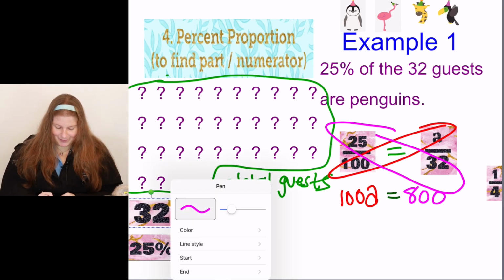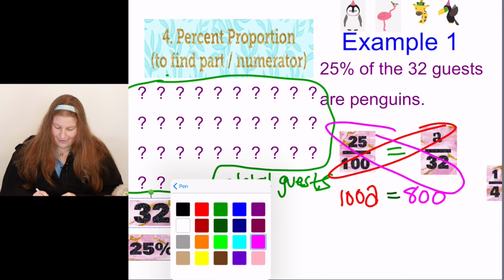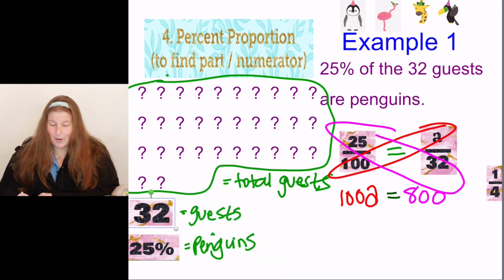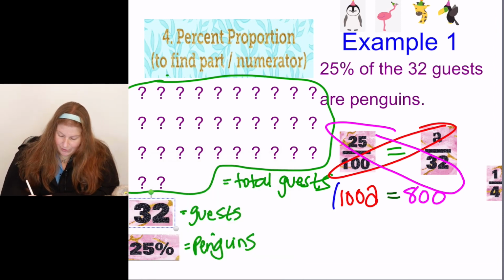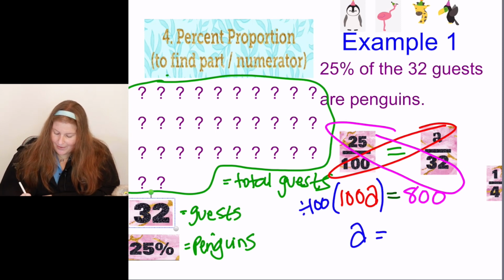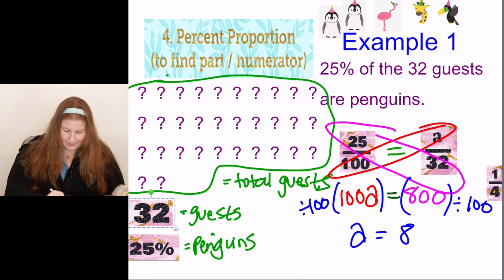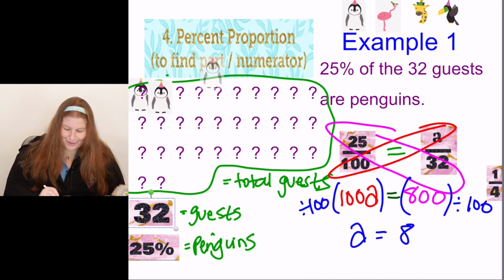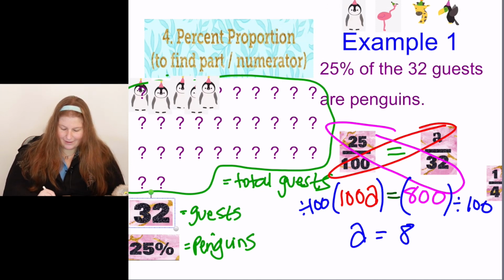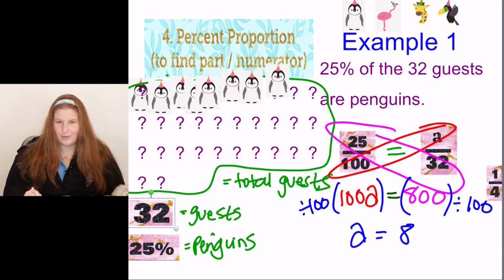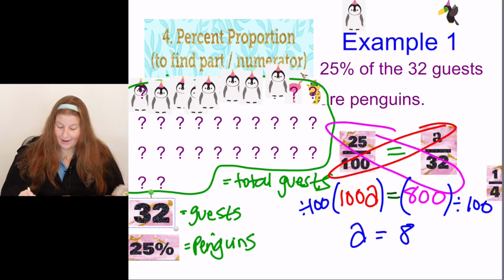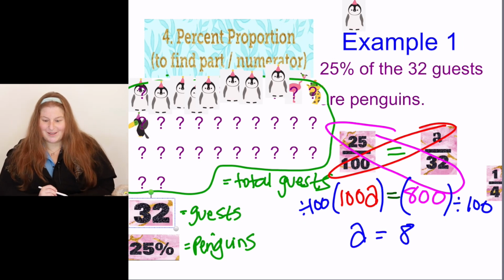That's step 2. The last step is to isolate my variable. I can see that these numbers are both divisible by 100. So I'm going to divide 100a by 100, and I get a. And that's equal to 800 divided by 100, or 8. So I know that 8 of my guests are penguins, and the rest of my guests could be any other animals, but I know that 8 of them are penguins.